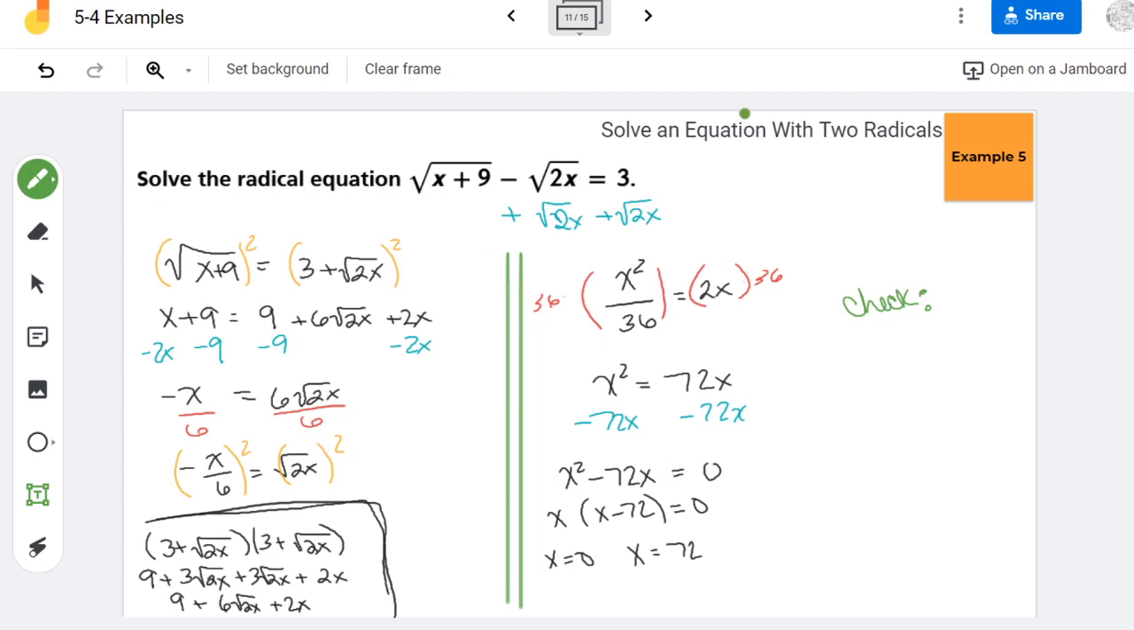So let's start with the 0. I'm going back to the original equation and plugging in 0.